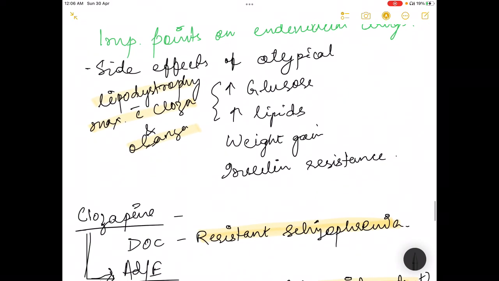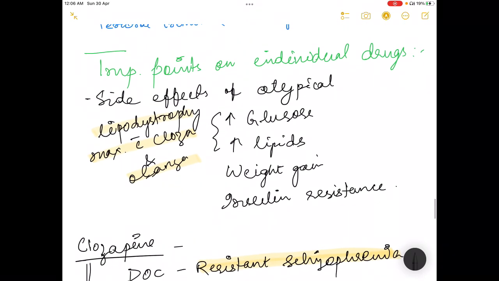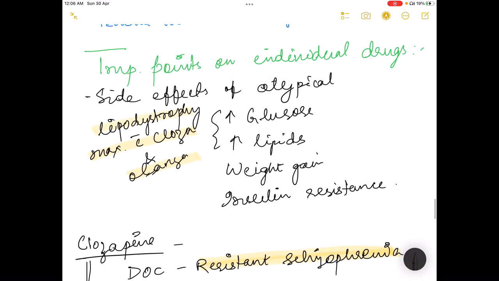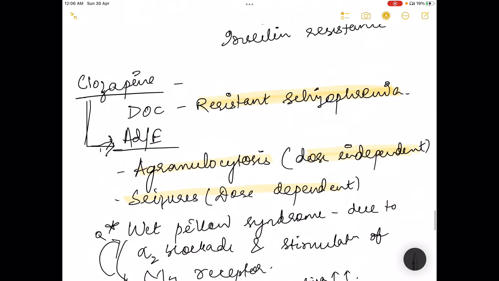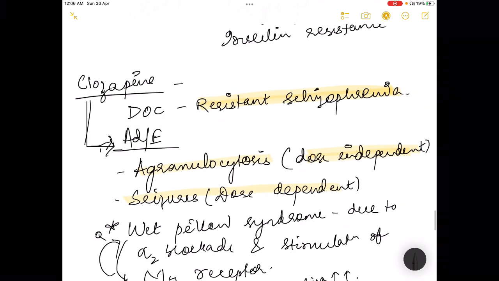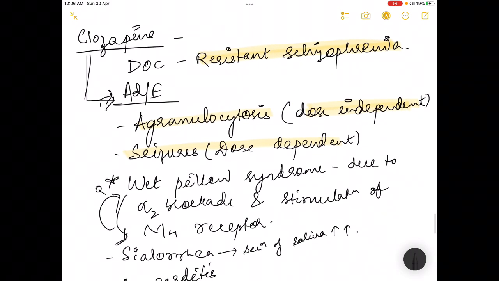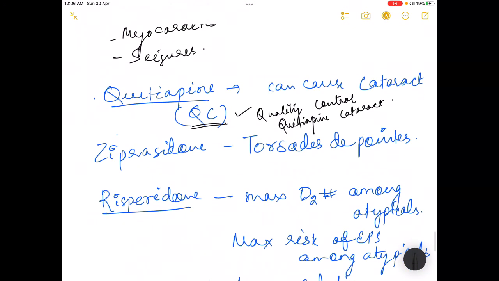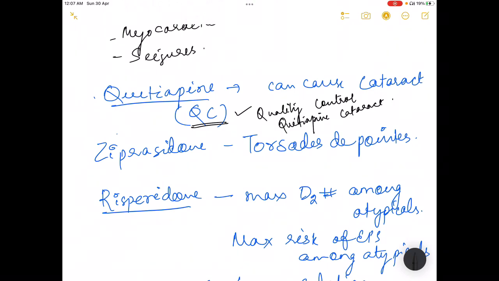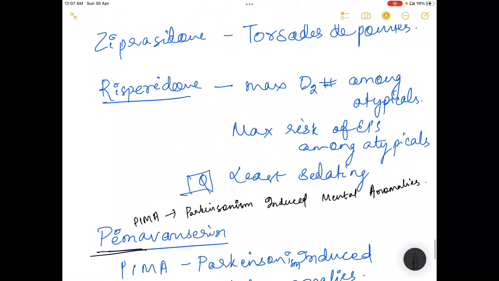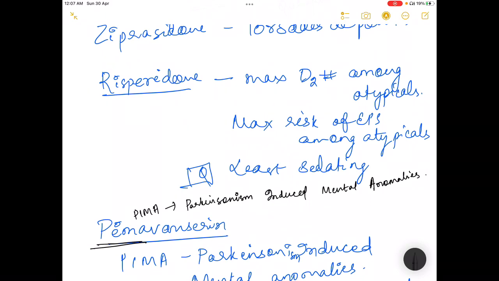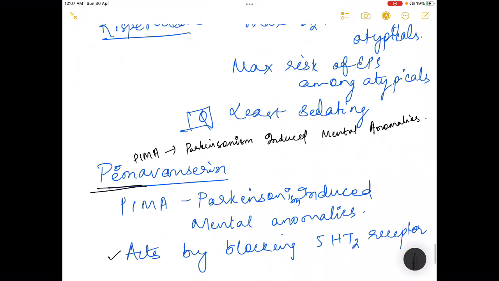Next, coming to the side effects of the atypical antipsychotics. These have weight gain, insulin resistance, and increase in glucose and lipids. Then clozapine: the important thing to remember is that it is the drug of choice for resistant schizophrenia, and the adverse effect is agranulocytosis, which is dose independent, and seizures, which is dose dependent. Quetiapine can cause cataract, ziprasidone can cause torsades de pointes, and risperidone has the highest D2 blockade among the atypicals. That is why it has the highest extrapyramidal symptoms risk, and it is least sedating.